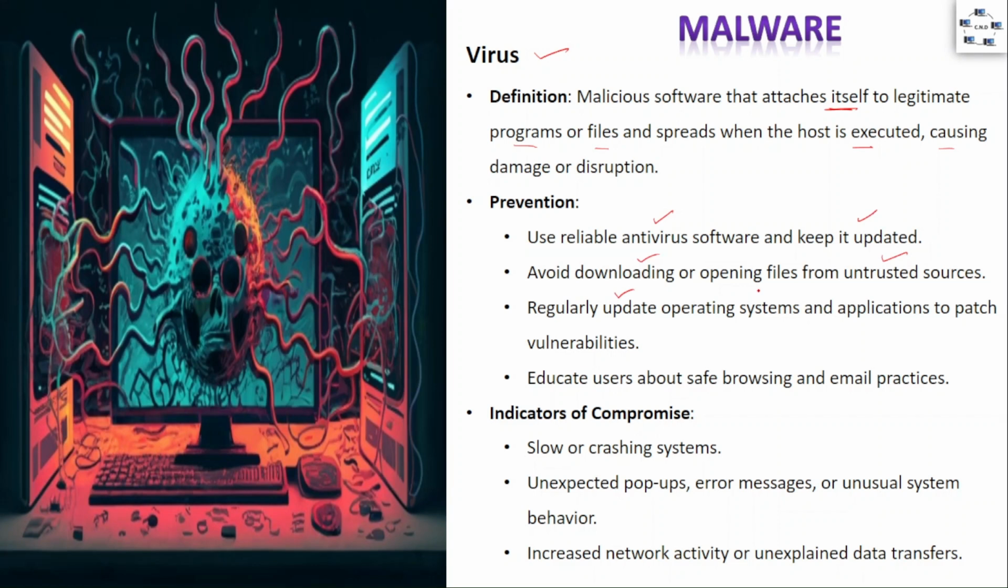regularly updating operating systems and applications to patch vulnerabilities, and educating users about safe browsing and email practices. Indicators of compromise include slow or crashing systems, unexpected pop-ups, error messages, or unusual system behavior, and increased network activity or unexplained data transfers.